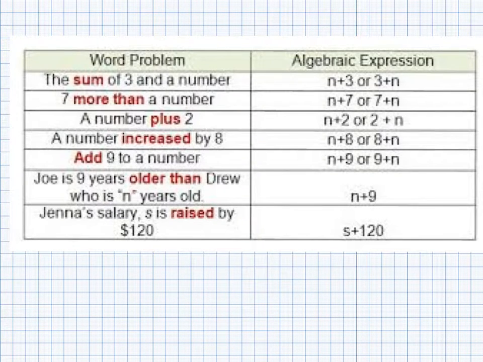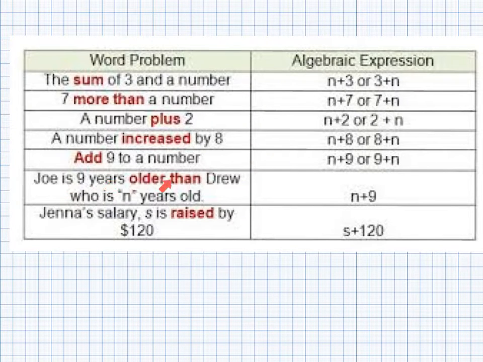So here is another little chart where it gives the word problem and how you would do that in algebra. We have the sum of 3 and a number, and that would be n plus 3 or 3 plus n. 7 more than a number is n plus 7 or 7 plus n. A number plus 2, n plus 2 or 2 plus n. A number increased by 8, that's addition, n plus 8 or 8 plus n. Add 9 to a number, n plus 9 or 9 plus n.